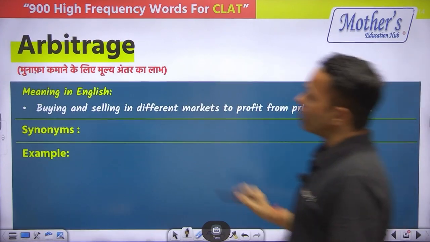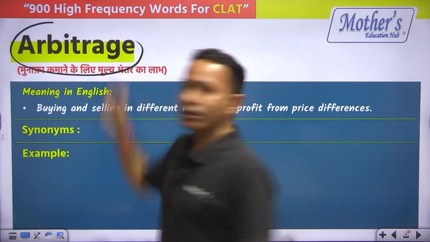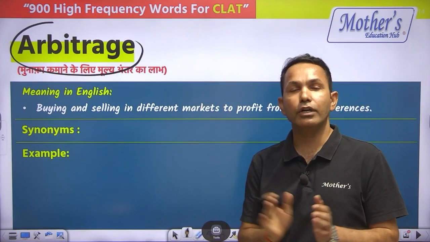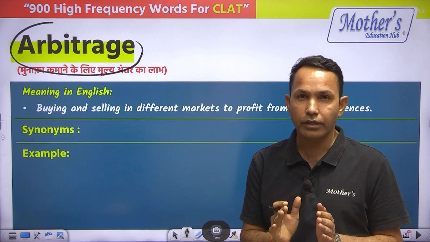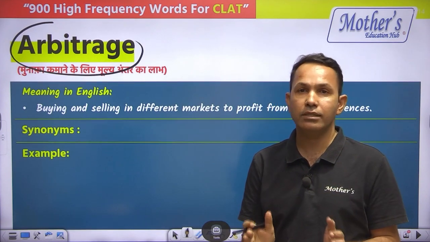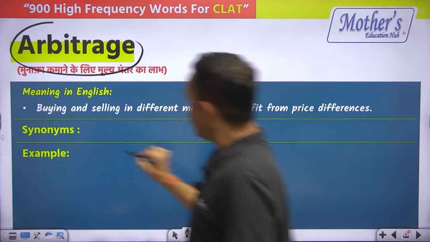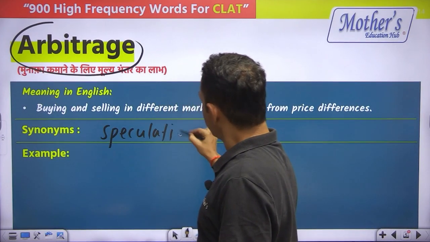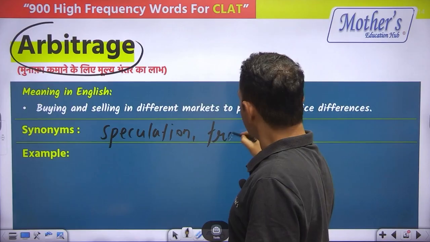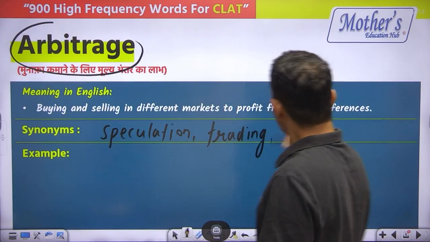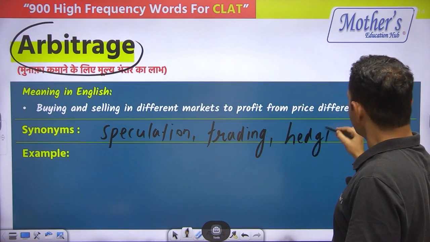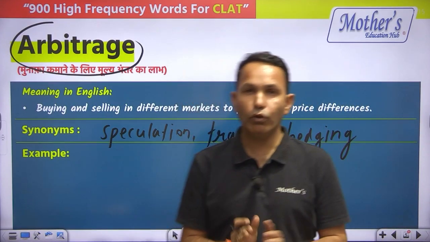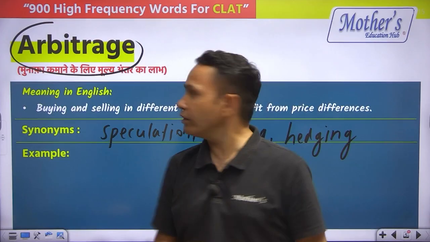Our next word is arbitrage. Arbitrage means buying and selling in different markets to gain profit from price difference. And the similar words are speculation, trading, hedging. All these words have almost similar meaning as the meaning of arbitrage.